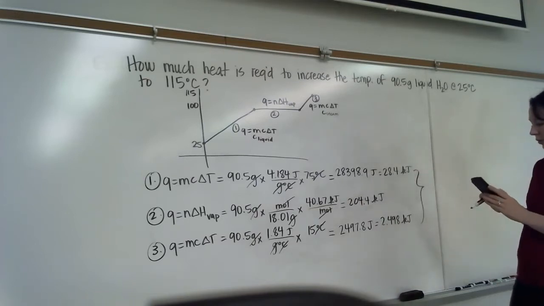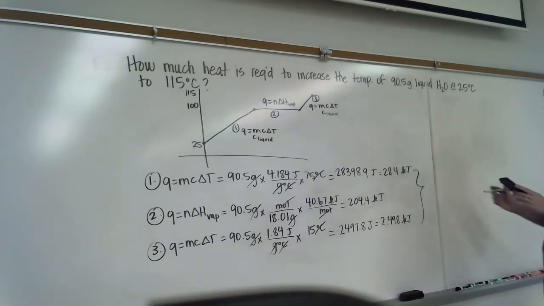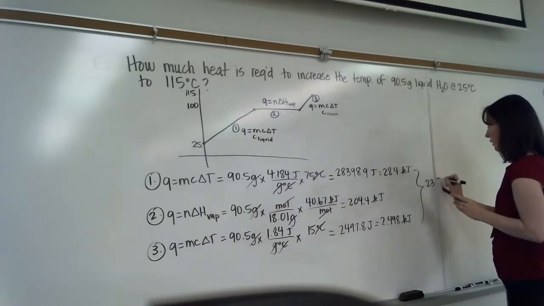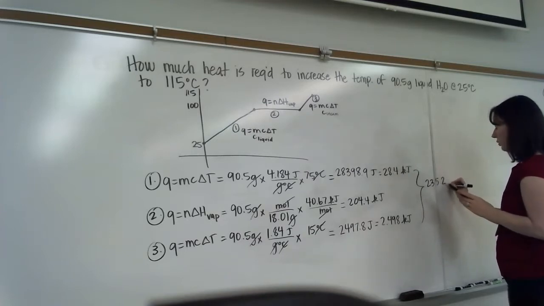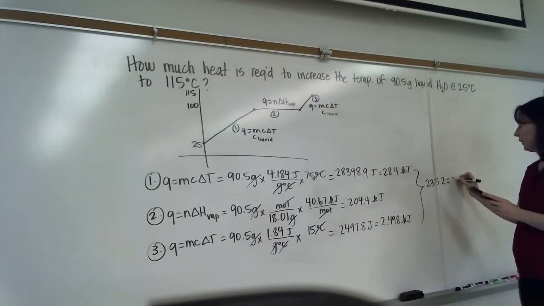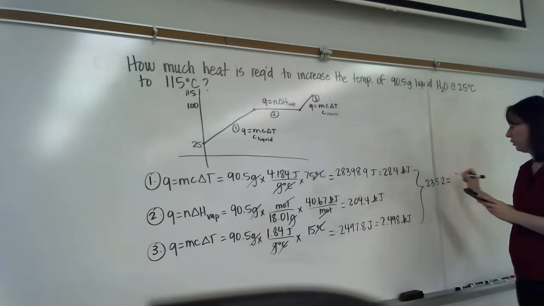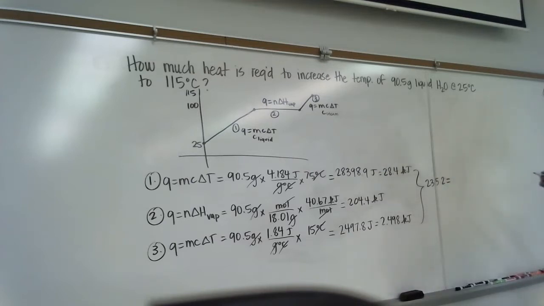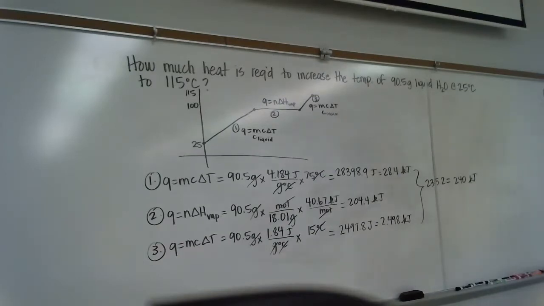So 28.4 plus 204.4 plus 2.498 gives me 235.2, which we then round to 2 significant figures. 235.2 rounded to 2 sig figs would be 240, no decimal place, right? My unit would be kilojoules. Do we agree on this one? Yes. Any questions on how this one works?